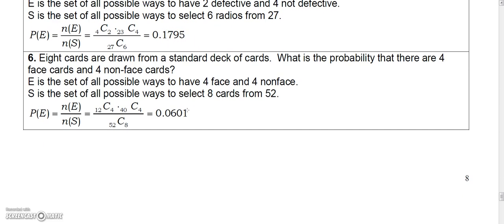Number 6 is a similar example. It says 8 cards are drawn from a standard deck of 52 cards.